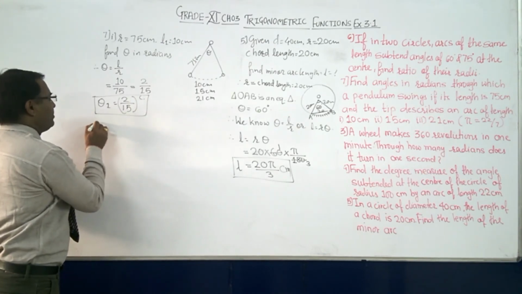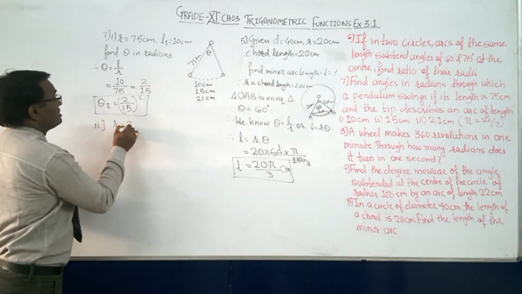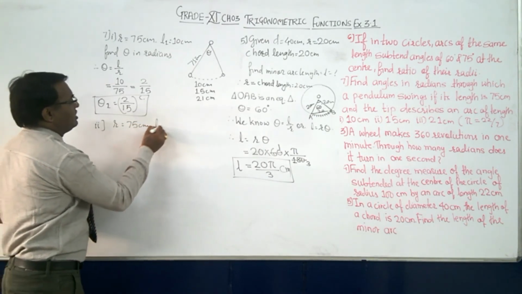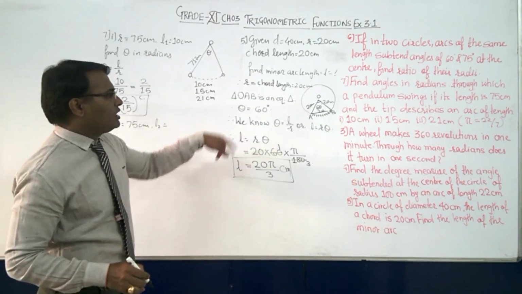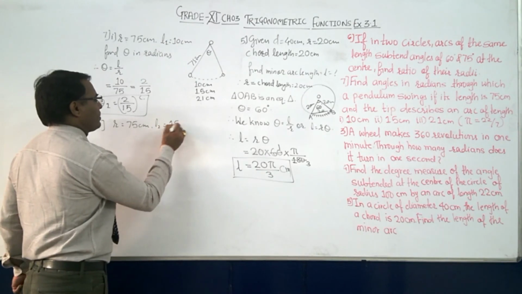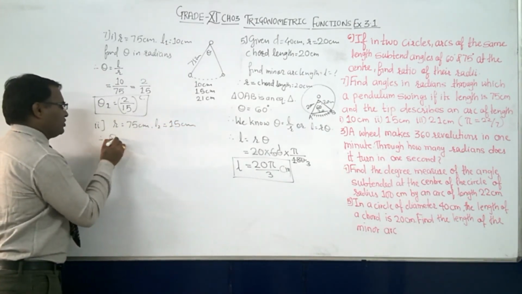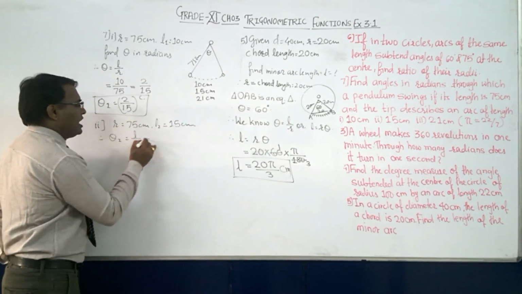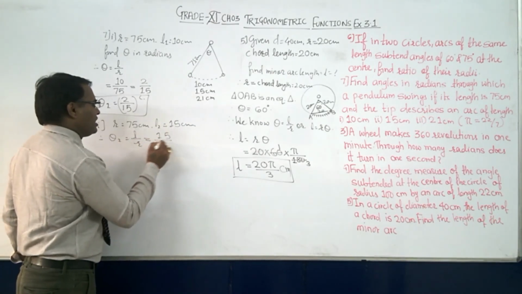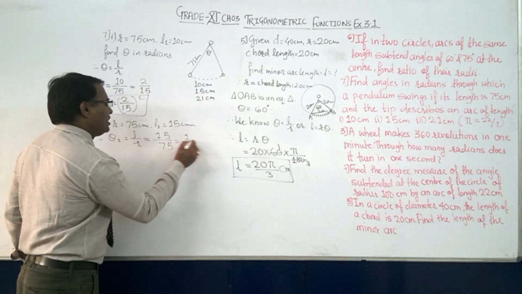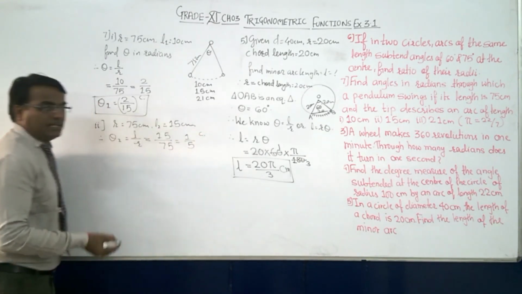What about the second part? Again R is equal to 75 centimeter, length 2 is equal to 15. Again we know theta 2 is L upon R. What is L? 15 upon 75, which is nothing but 1 upon 5 radians.